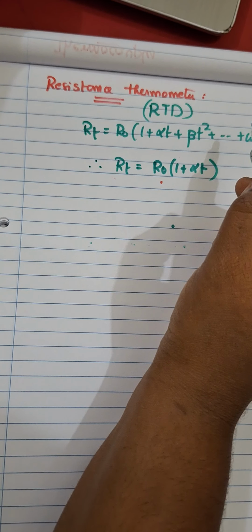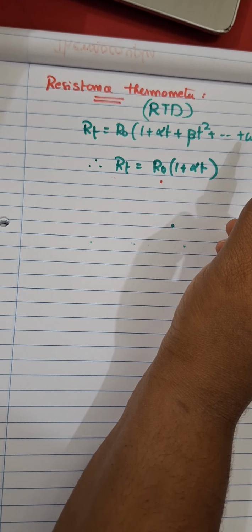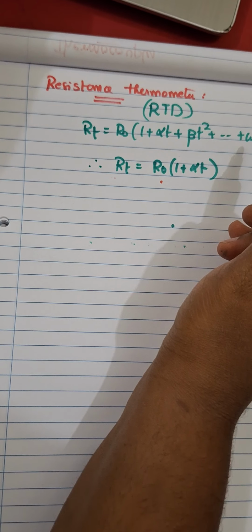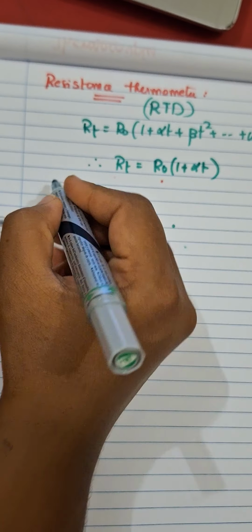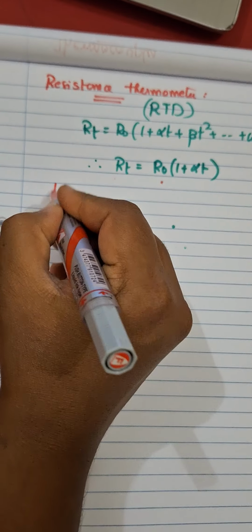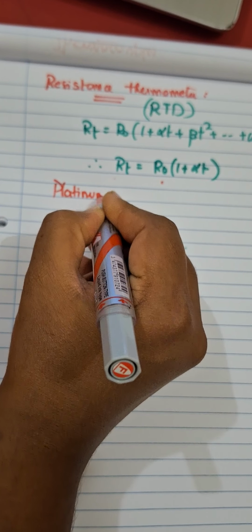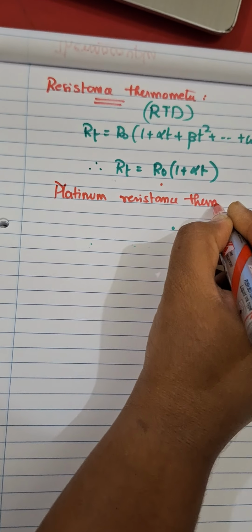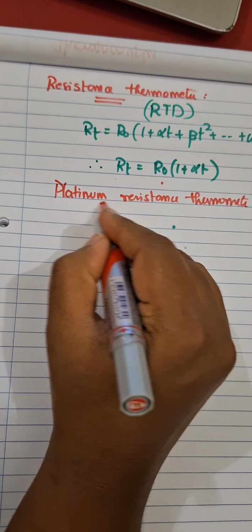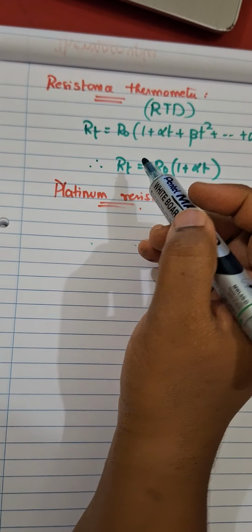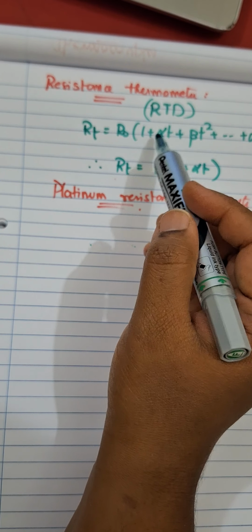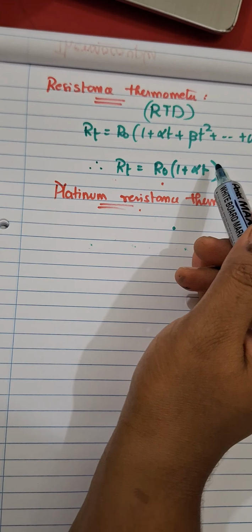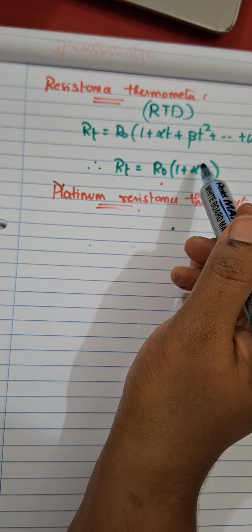Okay, so what do you mean by platinum resistance thermometer? The resistance thermometer is also called a platinum resistance thermometer. Usually, as I said, when we have this resistance value, we can take minute values, but when we neglect minute values, this is our regular equation, right?